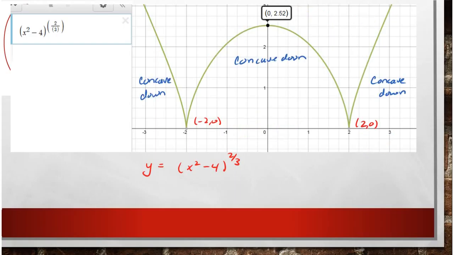Concavity, I can see it. Concave down. Can you see it? It's kind of like this. It's curved. And then concave down again, concave down. So what should the sign of the second derivative be? Negative all the way through.